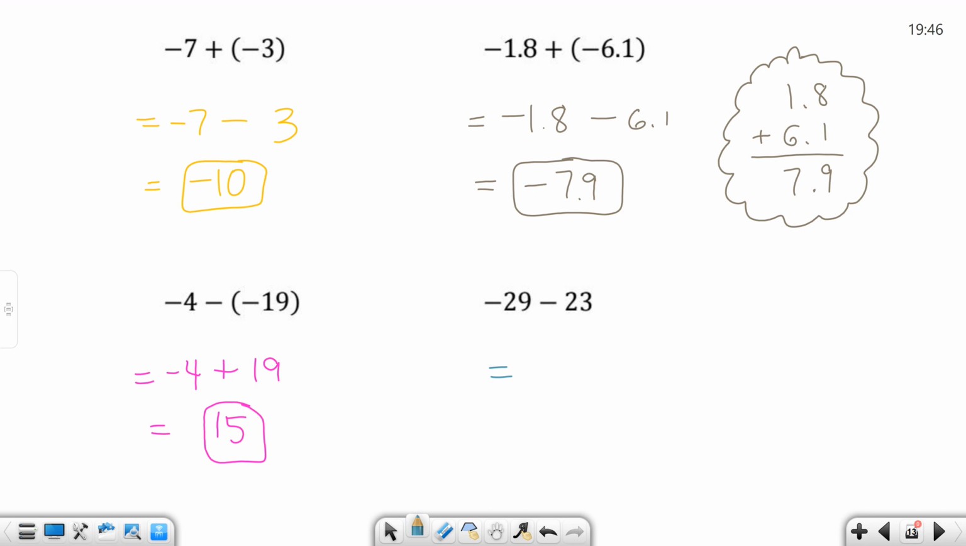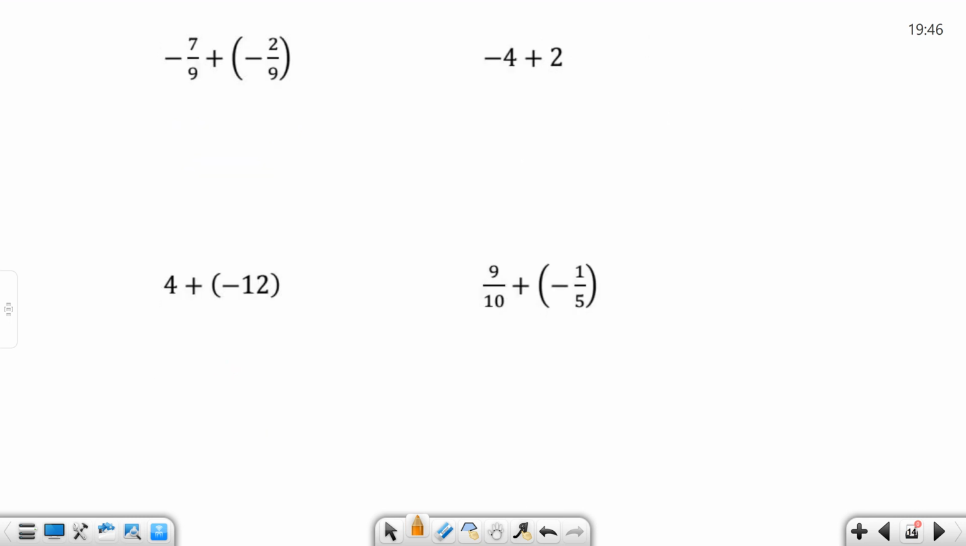I add them together. 29 plus 23. So look, again, you can do that in your head, but I'll do 20 plus 20 is 40, and then I'll do 9 plus 3 is 12. 40 and 12 is 52. So I have 52, and then if they're both negative, keep it negative. All right? Keep it negative.